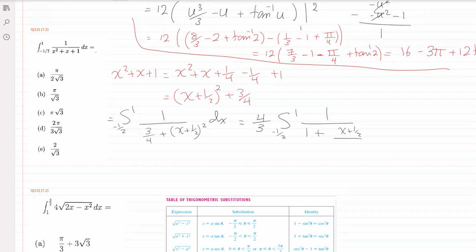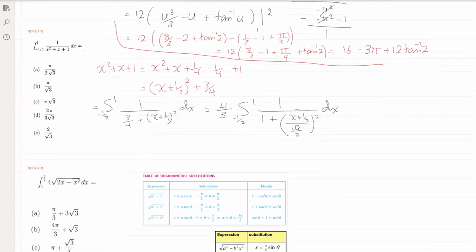Now you take 3 over 4. If you want to take it inside the square, it will be root 3 over 2, all inside the square, because I put it inside the square. Is that clear? No. Shabab, I have x plus half squared. You need to divide it by 3 over 4. Now 3 over 4 is the same as root 3 over 2 all squared. Square up, square down. You can put it inside the same square. Did you get it? Yes. All of you, did you get the idea?